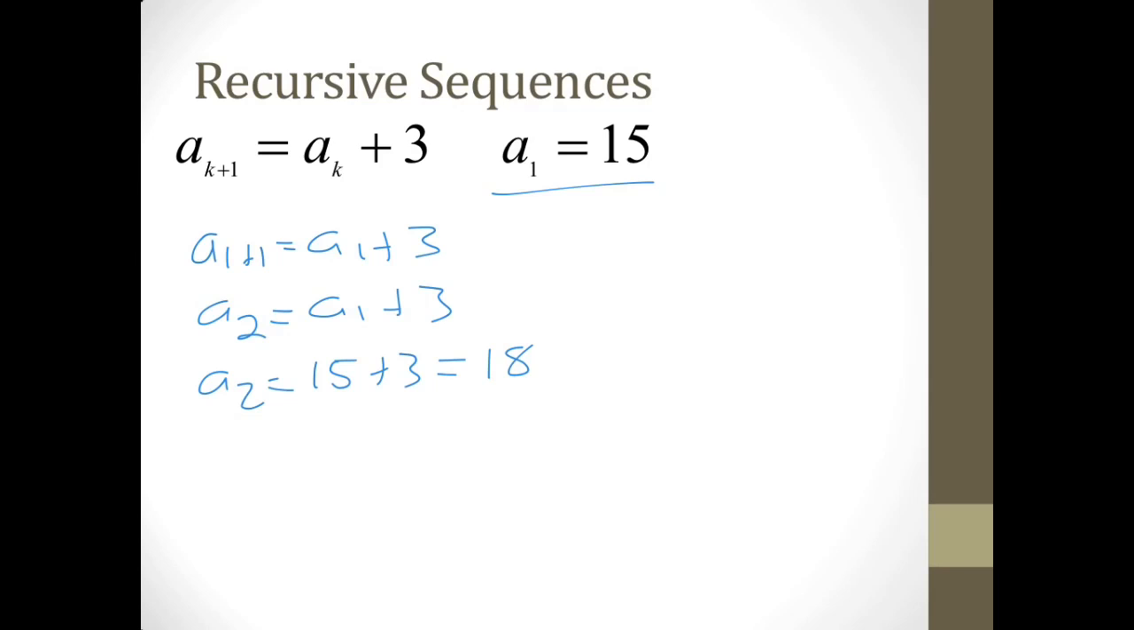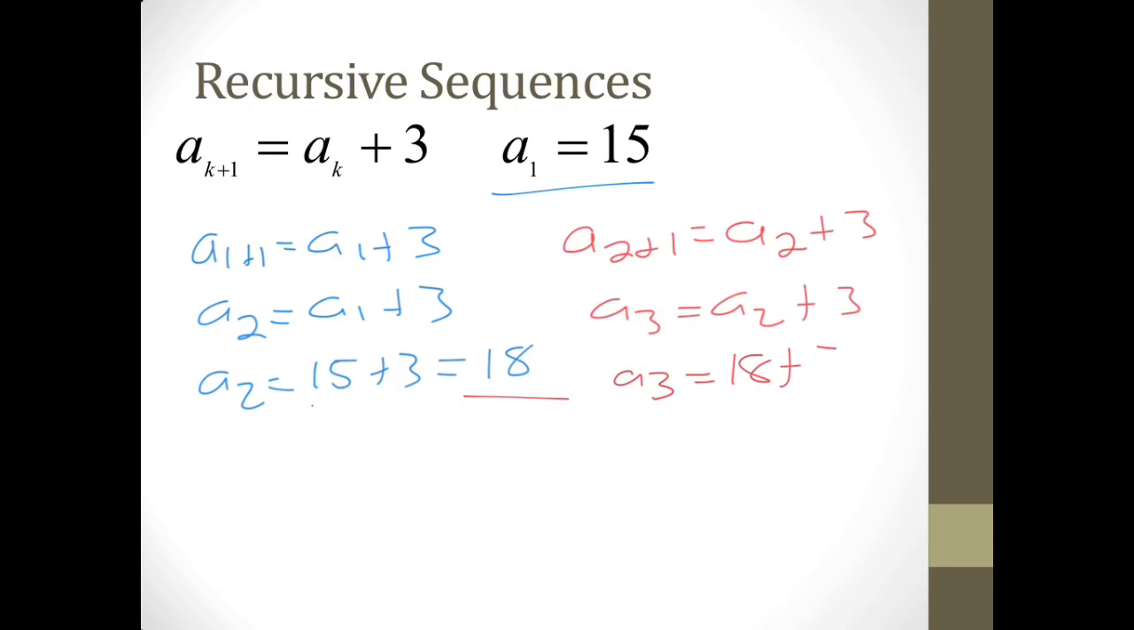If I want to find the third term, that would be a sub 2 plus 1. Then my third term is equal to the second term plus 3. So again, we just have the pattern here. Whatever term we want is based off the term before it plus 3. Same as it was for our second term. It's based off of the first term plus 3. So now I would plug in what my second term was, and I get a sub 3 is equal to 21.